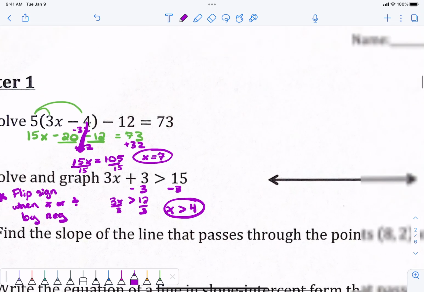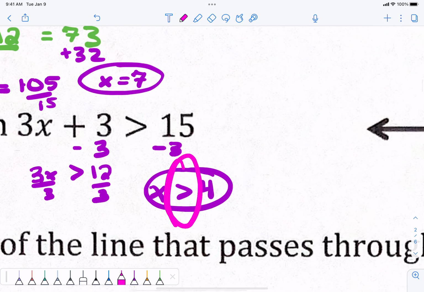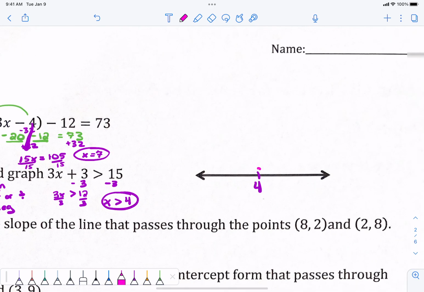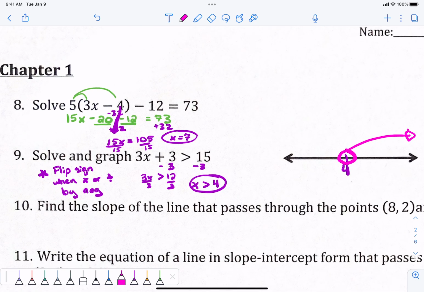Good question. Okay, so let's go over to the graph. I'm going to put 4 on there. It doesn't matter where you put your 4. I just put it in the middle. And it's going to be an open circle. Why? Because it's not equal to. This symbol doesn't have a line under it, right? If it did, then we would have a closed circle. But we have an open circle with an arrow to the right. That means any numbers bigger than 4, like 5 or 6 or 7.4, are all going to work.